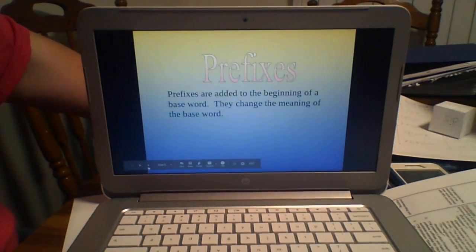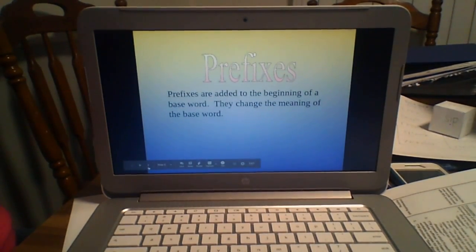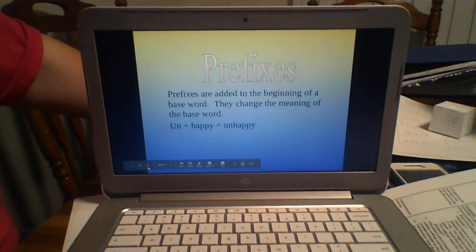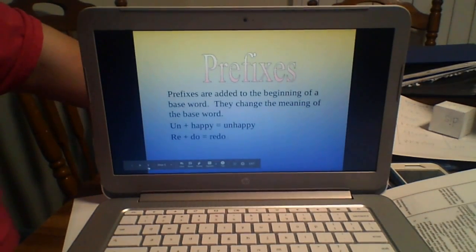The prefixes are added to the beginning of a base word. They change the meaning of the base word. So un plus happy equals unhappy. Re plus do equals redo.